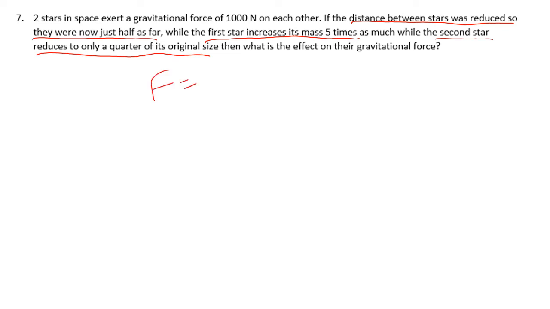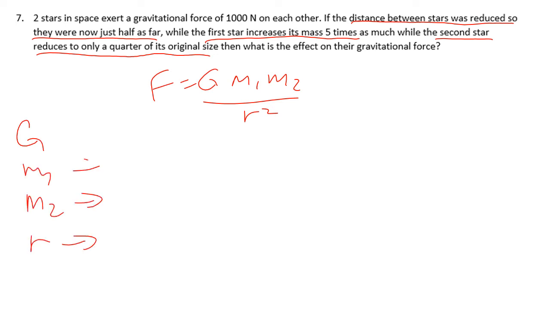Right, we've got our equation. Know what happened there. M1, M2 over R squared. Got G, M1, M2, and then R. We're observing how those things change. G, once again, always a 1. Always, there's no reason it should be anything different.